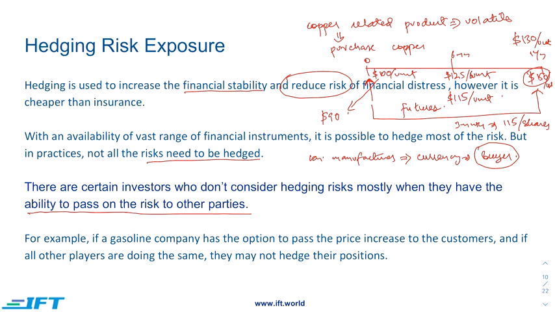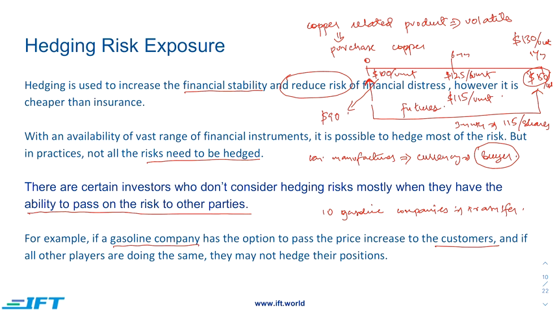Another example is a gasoline company. If they have the option to pass the price to the customers, then they would not be doing the hedging. And it also depends from industry to industry. So if there are 10 such companies and none of them are doing hedging and they are just transferring the price to their customers, then none of the companies would be doing hedging because of this ability. But in the financial world, we have this risk that we are exposed to as an organization, and to be able to save ourselves from volatility, we do that hedging.